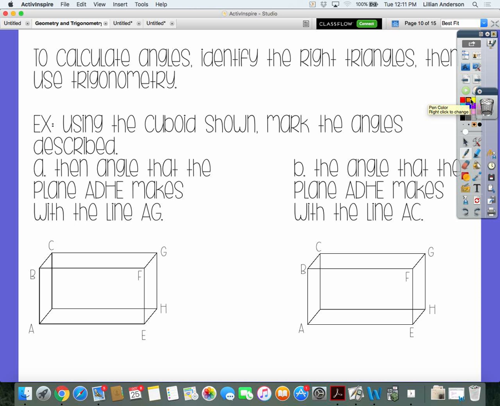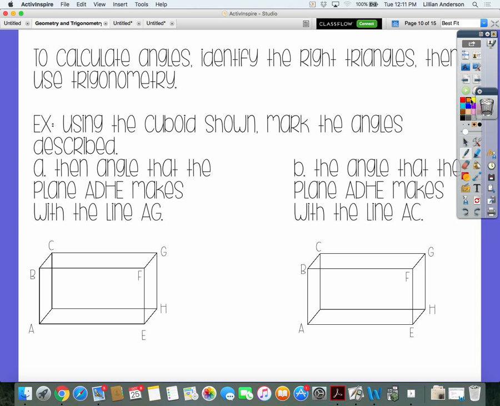To calculate angles, we're going to identify the right triangles, then use trigonometry, okay? This is very important. We've got to make sure that we can figure out what angle the problem is asking us to find, so that way we know what sides to use, and then, of course, tangent or sine or cosine. We're going to practice just to be sure.